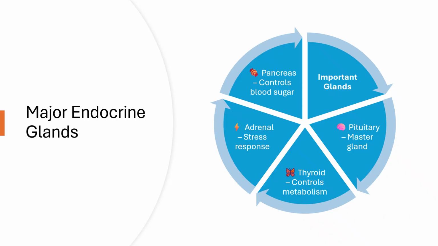The endocrine system produces hormones that travel through the bloodstream and regulate many important body functions. The pituitary gland controls other endocrine glands. The thyroid regulates metabolism. The adrenal gland helps during stress, and the pancreas controls blood sugar levels.